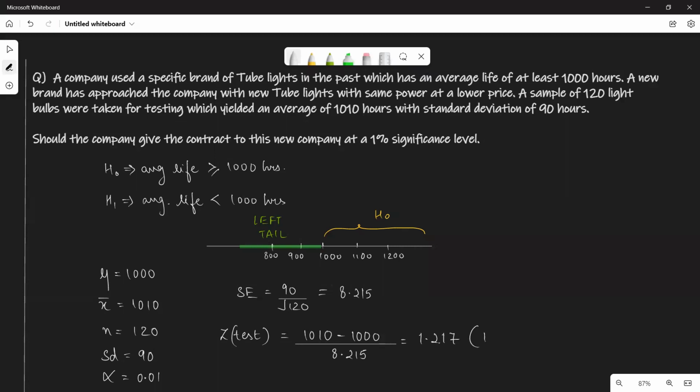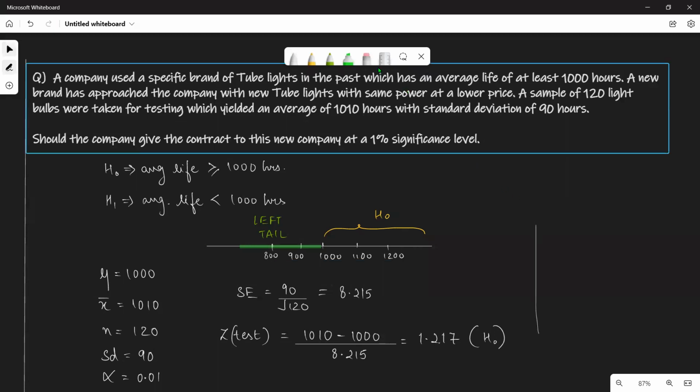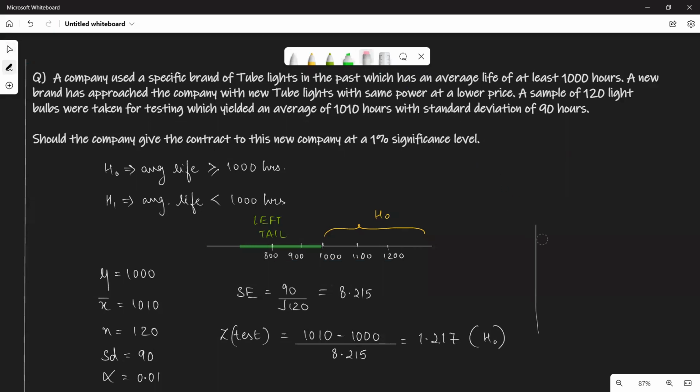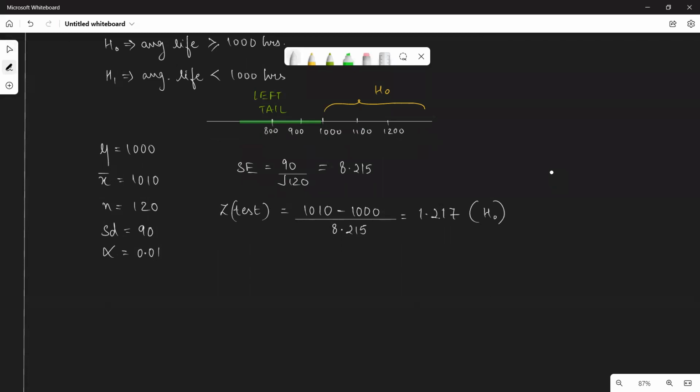And this value is nothing but the value of H naught. Now what do we do? Just a second. Compare with the table value. So we will now calculate Z of 0.01. That means Z of whatever level of significance is given to us. That is something which we will calculate. So Z of 0.01 from the table we have to see. So let's go to the table once.